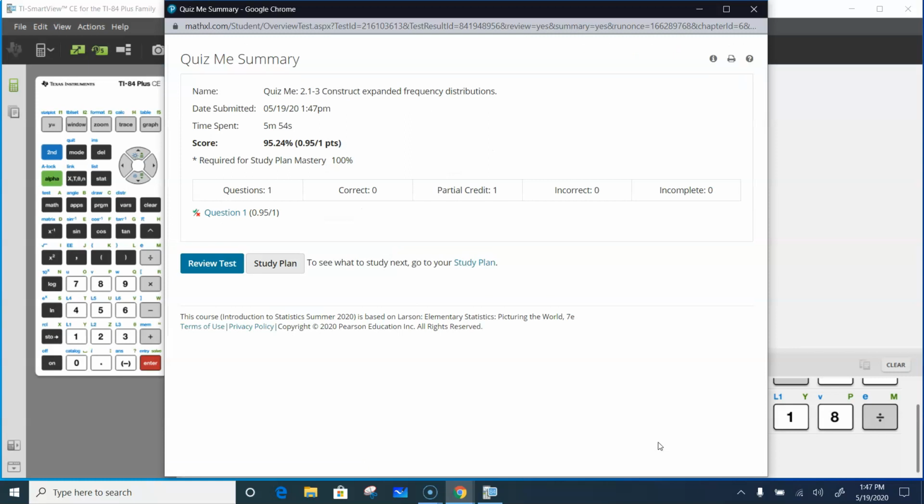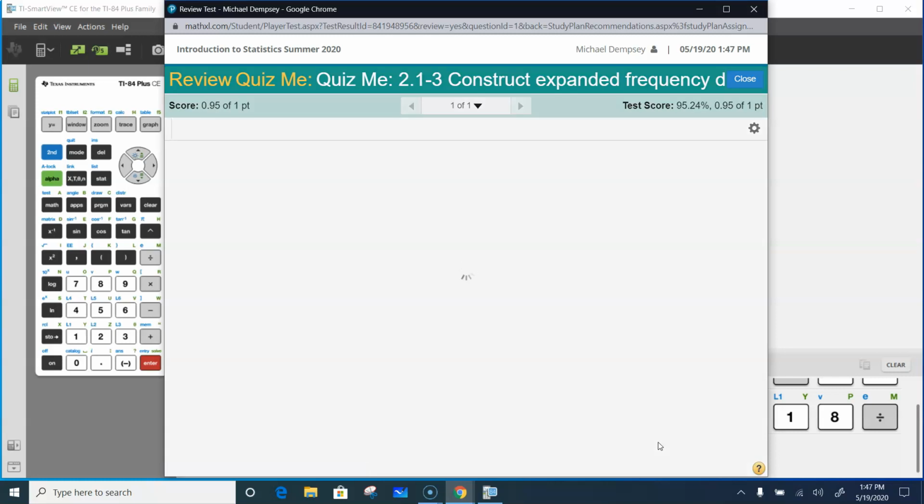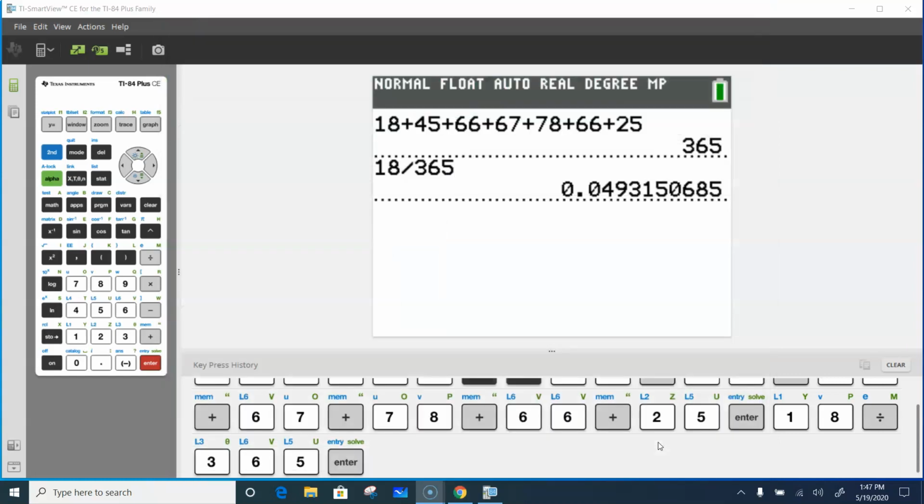Oh, looks like we missed some part of it. I probably typed something in wrong there. Yeah, the 0.18, I probably rounded wrong. Let's see, what did they want there? Oh, I put 0.15. So my guess is I did 53 divided by 365 by accident instead of 67 divided by 365. So we're okay on that one.